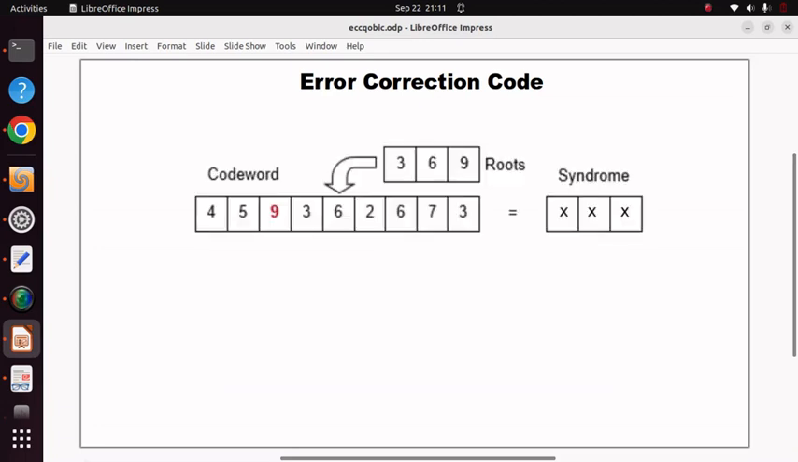The received code word can be checked for errors by evaluating it with the roots of the generator to produce syndromes. If the syndromes are all zero, the code word contains no errors. If one or more of the syndromes is not zero, they are used to calculate the error locations, followed by correcting the data at those error locations.